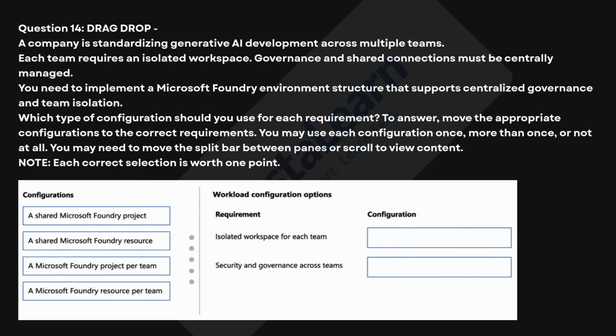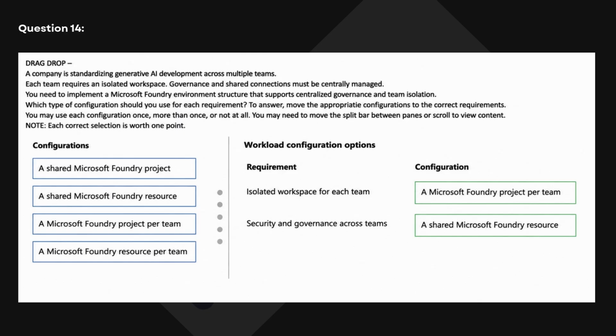A shared Microsoft Foundry project. A shared Microsoft Foundry resource. A Microsoft Foundry project per team. A Microsoft Foundry resource per team. Requirements to map. Isolated workspace for each team. Security and governance across teams. Correct answers are: isolated workspace for each team, a Microsoft Foundry project per team.